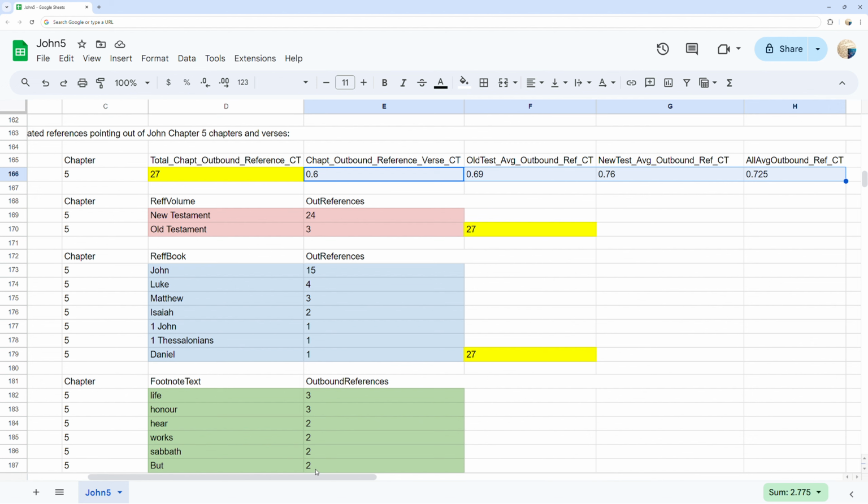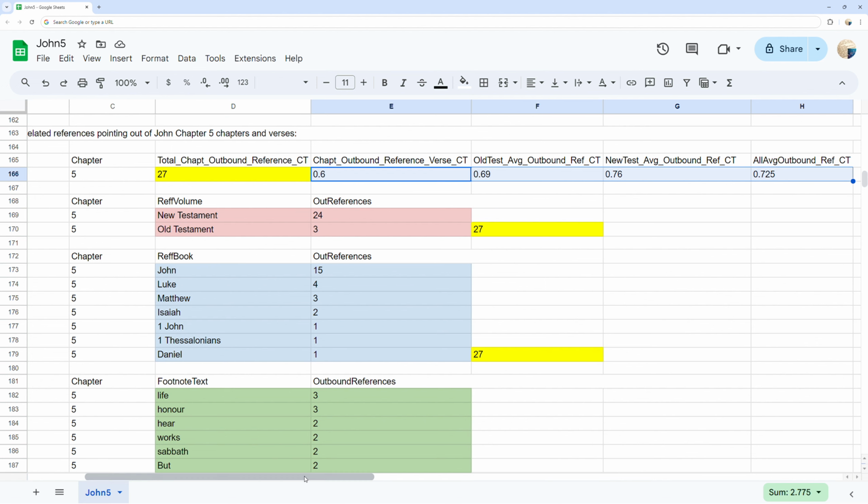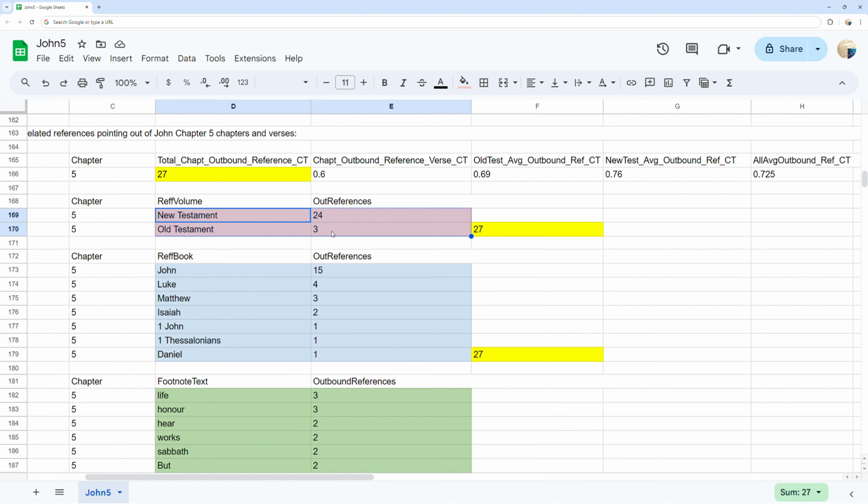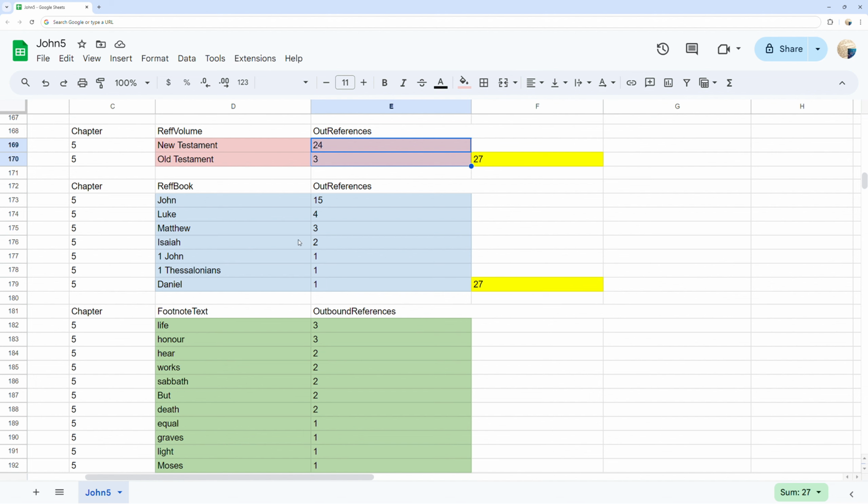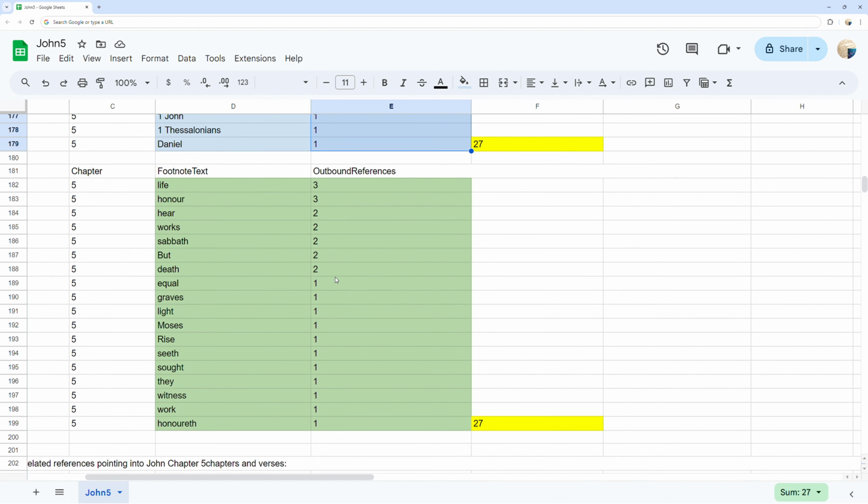In red, you can see the out references by destination of either Old Testament or New Testament ordered by counts. In blue, you can see 7 out references to the destination Bible books John through Daniel ordered by counts. In green, you can see 18 words in John chapter 5 that incur the related outbound reference counts to other Bible verses ordered by the count used.